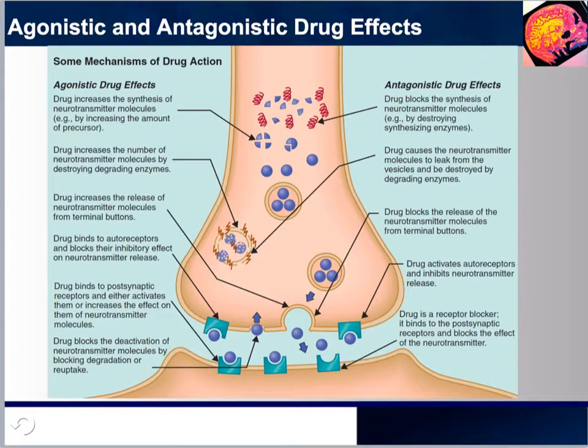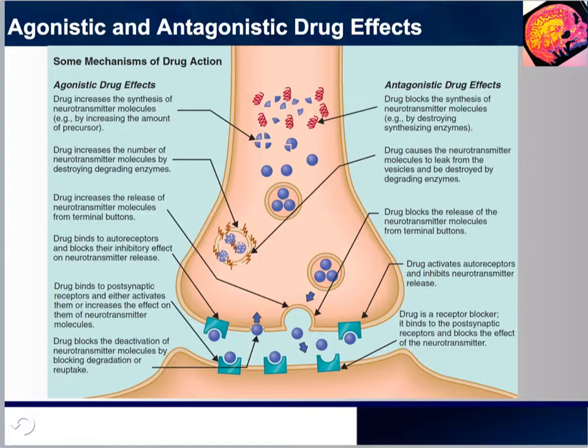Additionally, an antagonist drug would block the release of neurotransmitter molecules from the terminal buttons. It can also activate autoreceptors and inhibit neurotransmitter release. And we know that the drug would be a receptor blocker, as it binds to the postsynaptic receptors and blocks the effect of the neurotransmitter. This would be an antagonistic effect in which we would inhibit the likelihood that the neurons would fire. These are depressants and downers.